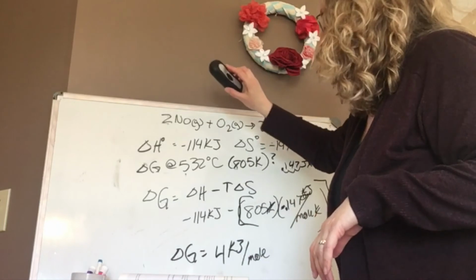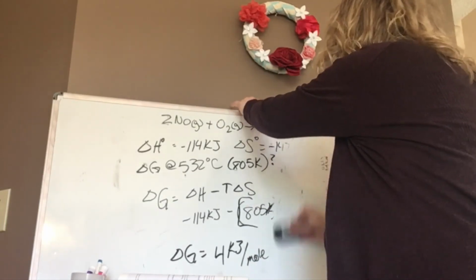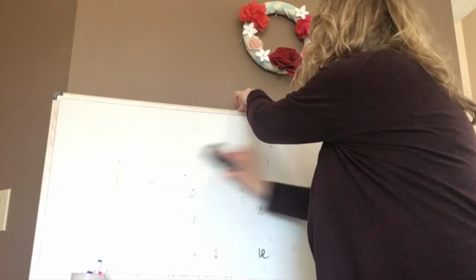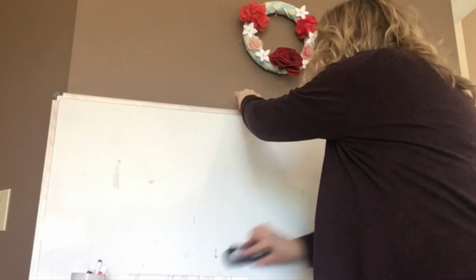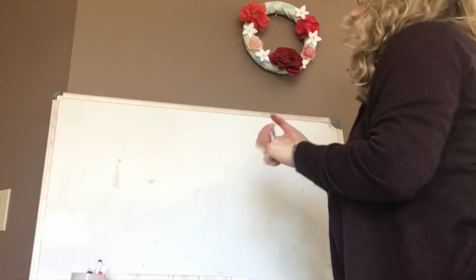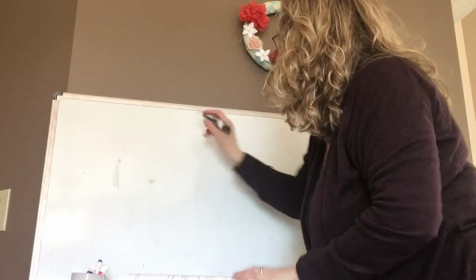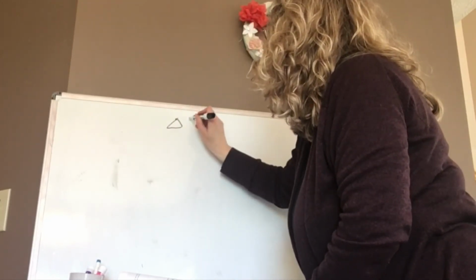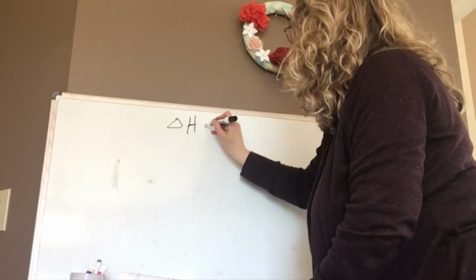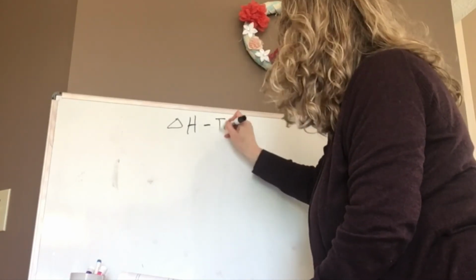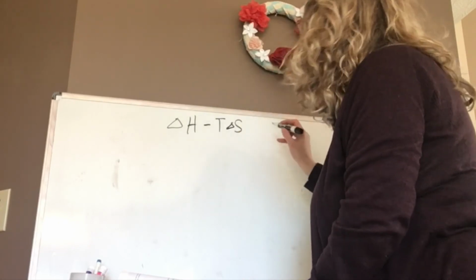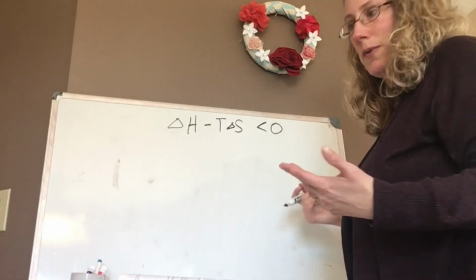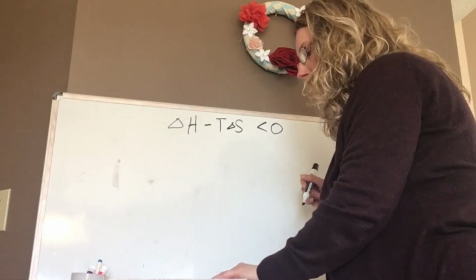I mean, if you heat it on the sun, anything will go, right? But, all right, to go, because delta G equals my enthalpy minus temperature times my delta S, I need this to be less than 0. I need it to be a negative number. So how would I do that?